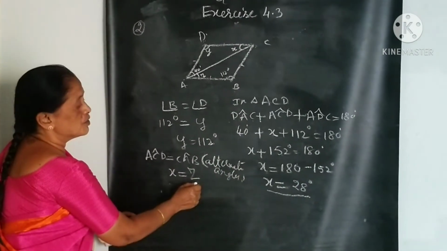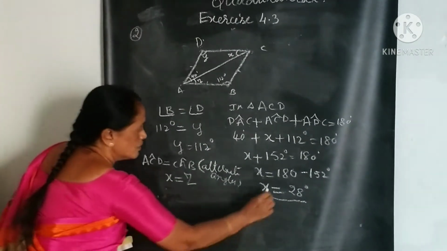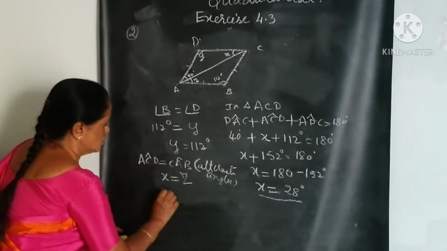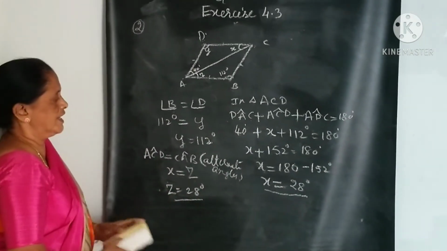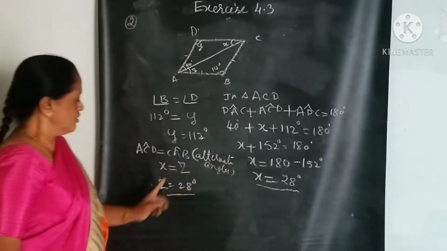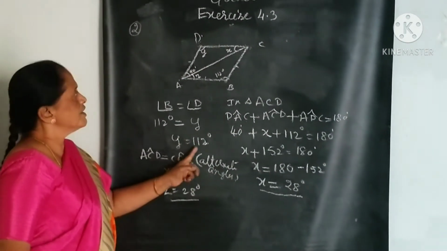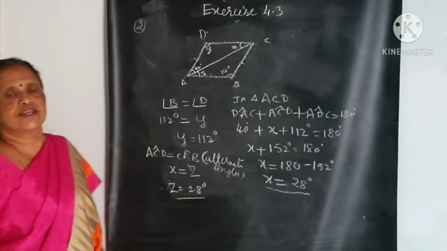So X is equal to Z. We already know X is 28 degrees. So Z is equal to 28 degrees. Once again, X is 28, Z is 28 and Y is 112 degrees.